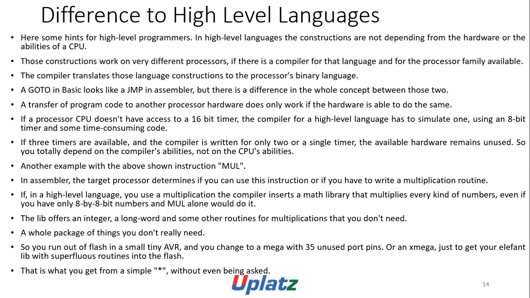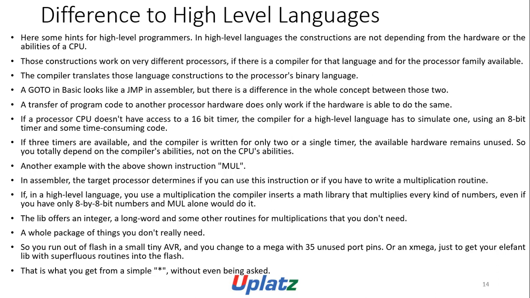A transfer of program code to another processor hardware only works if the hardware is able to do the same. If a CPU does not have access to a 16-bit timer, the compiler for a higher level language has to simulate one using an 8-bit timer, sometimes consuming much code. If 3 timers are available and the compiler is written only for 2 or a single timer, the available timers remain unused. So you totally depend on the compiler's abilities, not on the CPU's abilities.